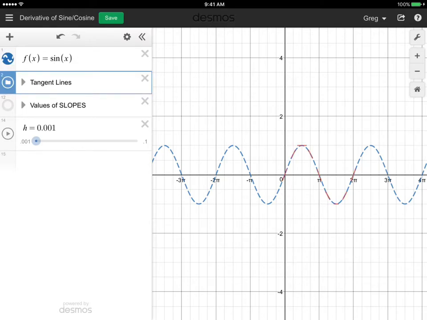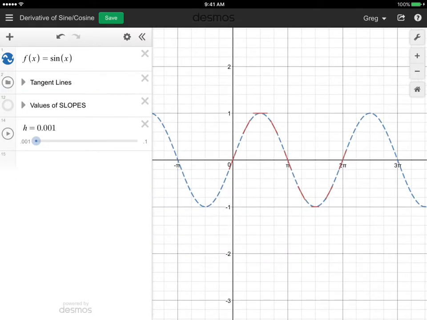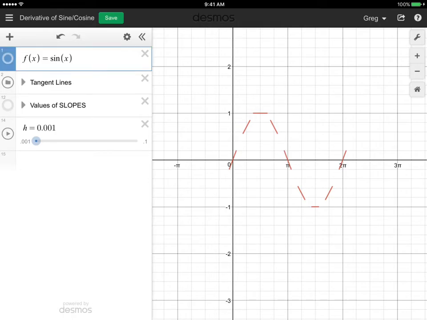I'm just going to get rid of the original function for a second. So you should see those tangent lines in red now. The first thing I want you to notice is that when I take the original function away, I can see the general shape of the derivative. All these tangent lines definitely look like they form some sort of sinusoidal or periodic function. On first sight, it would look like it's a sine function, but it's not, right?